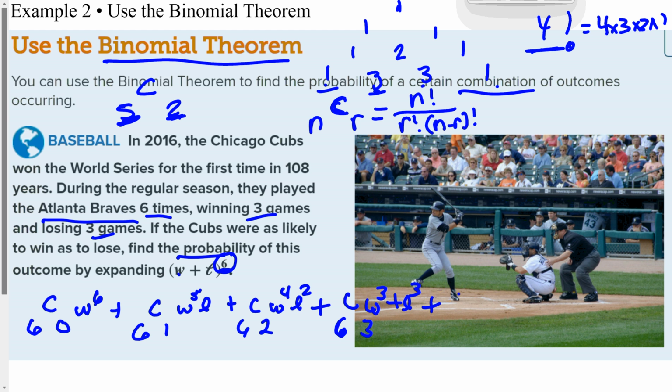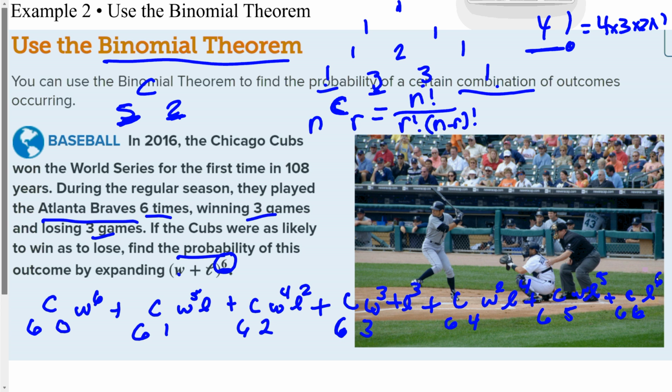And then 6 choose 4. So that would be 2 wins, 4 losses. And then 6 choose 5, which would be 1 win and 5 losses. And then the last one would be 6 choose 6. So if I'm choosing 6 people out of 6 people and I have 6 tickets, there's only 1 possibility, right? So that would be no W's and 6 losses.